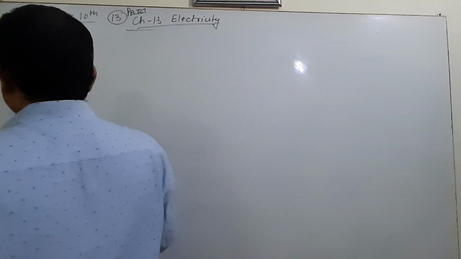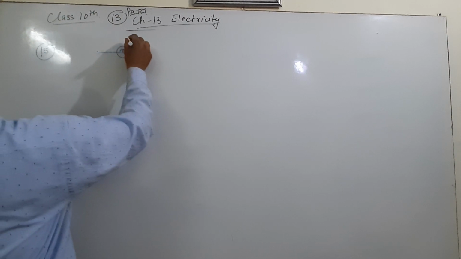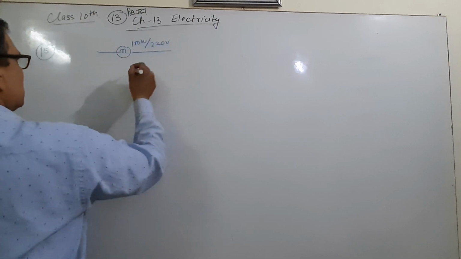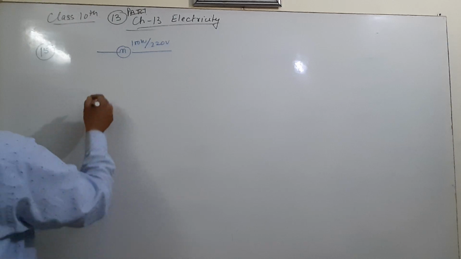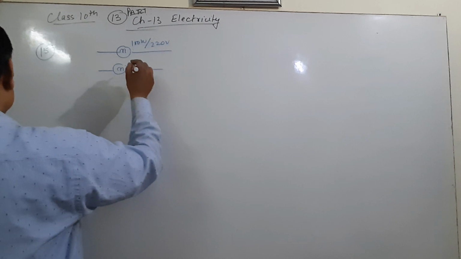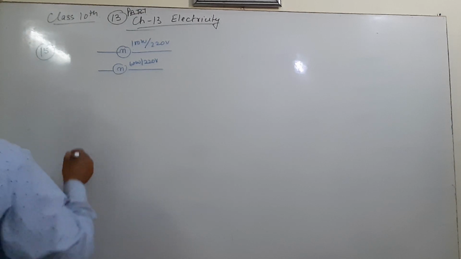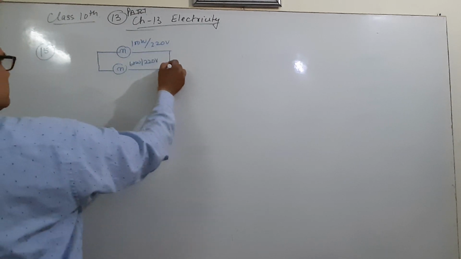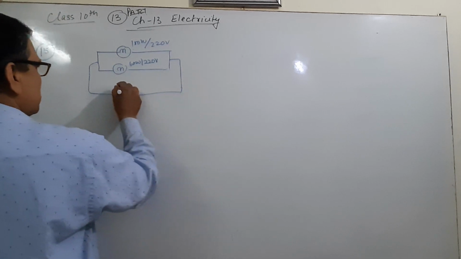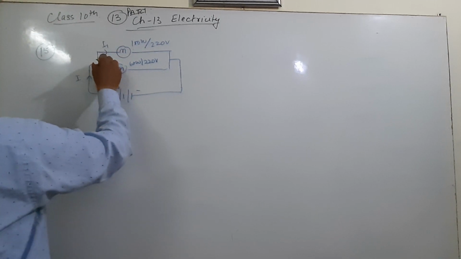It means two lamps. This is a lamp of 100 watt with 220 volt, and another lamp of 60 watt with 220 volt, and they are connected in parallel. This is a parallel combination through a source. This is the source, plus minus, and here is I, and this is the parallel combination, I1 and I2.